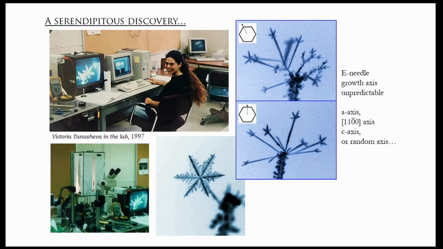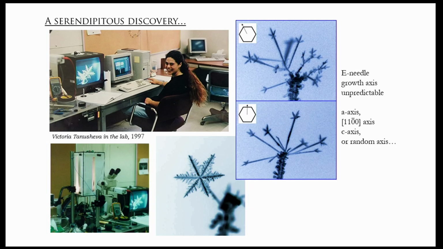So here's a fun discovery, a very serendipitous discovery. This is Vicky Tanashiva in the lab in 1997, that was a long time ago, when we were just getting started. She was a summer student, and she was investigating these electric needles. And we had a really crappy chamber, just a box made out of plastic and metal and sort of thrown together, and really crappy optics. And so she was doing this, and when you turn up the fields and make this happen, you get lots of needles. They come out at kind of random axes. Sometimes they come out along this A-axis, sometimes this funny intermediate axis, don't know what's going on there. And sometimes you get C-axis needles.